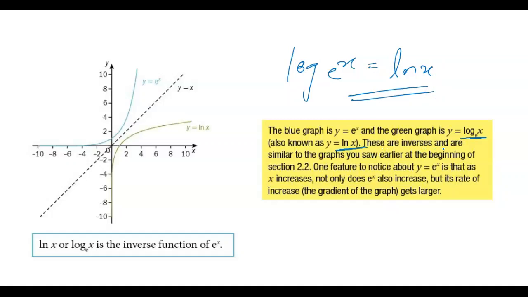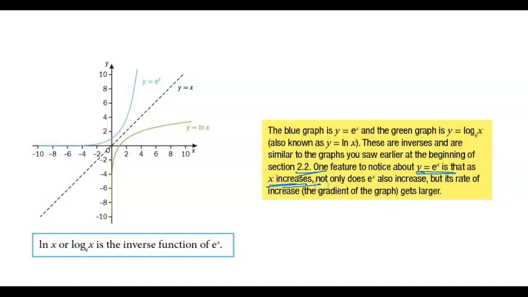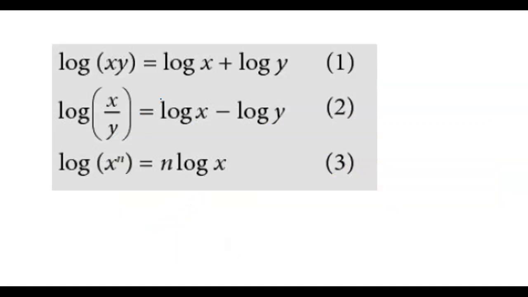These are inverse and are similar to the graph you saw earlier at the beginning of section 2.2. One feature to notice about y equals e raised to power x is that as x increases, not only does e raised to power x increase, but its rate also increases. The gradient of the graph gets larger. You have studied this.